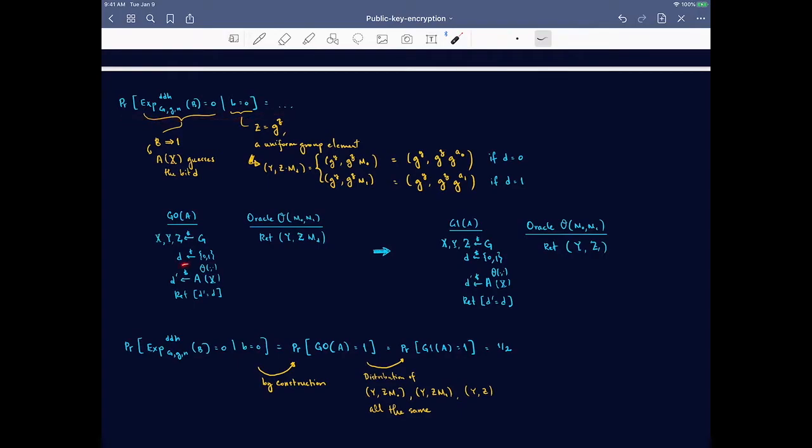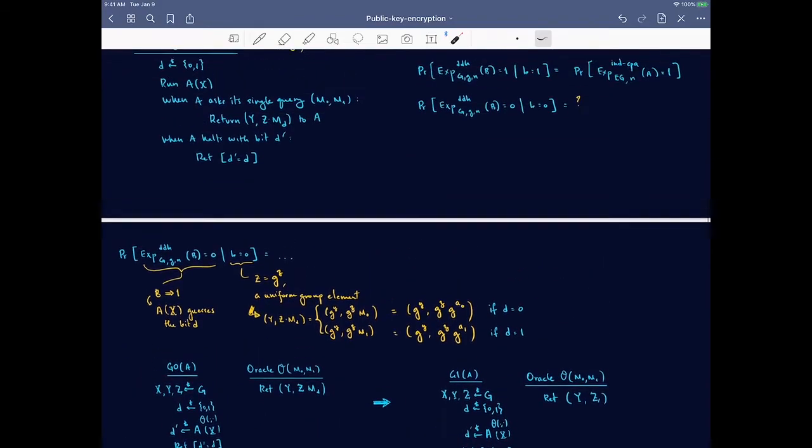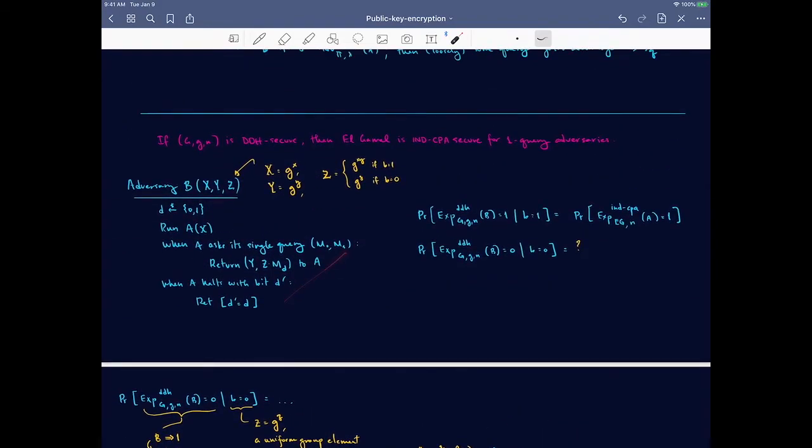Then we're going to flip the challenge bit, as we do in the IND-CPA experiment. We're going to give A an oracle that we'll describe in just a moment. A is going to get the public key as input and output a guess at the bit, and it's going to return whether or not it guessed the bit properly. What does this oracle do? When A asks its single query, it just returns what we returned in our reduction: y as the g to the r component, and then z times m sub d. Remember, that's exactly what we did here.